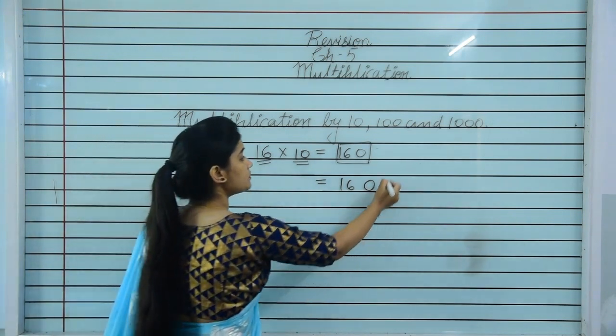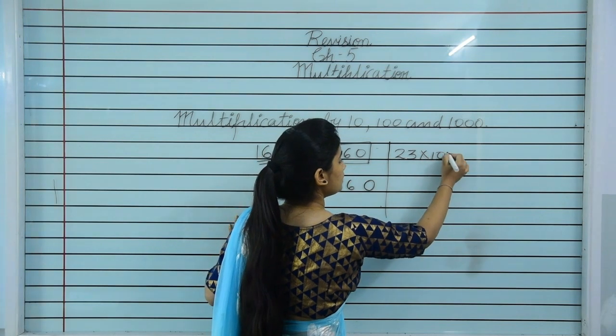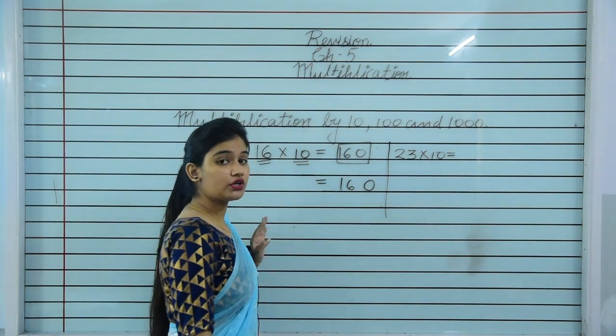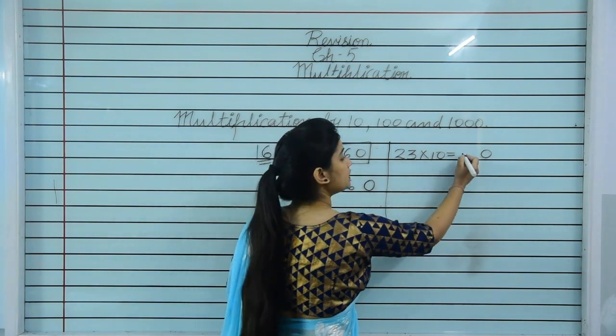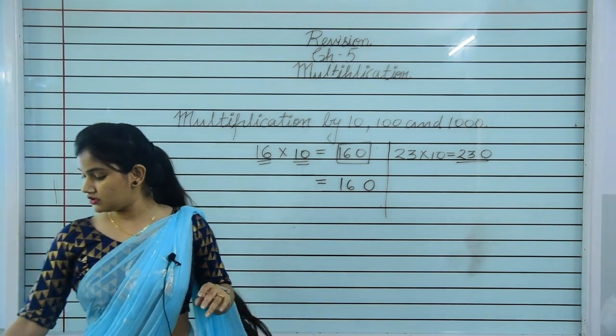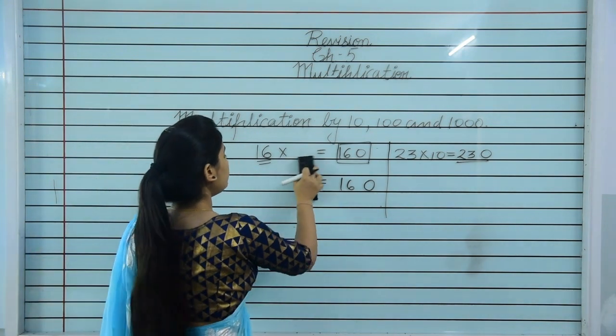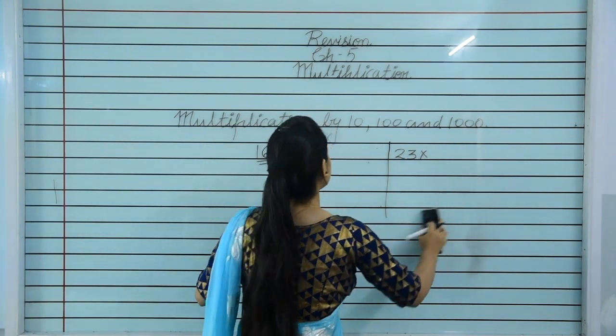Understood? Suppose I am taking another number, that is 23, and 23 multiplied by 10. So what will be the answer? As I have told you, you have to put a zero here, and then 23 will come as it is. Understood students? Now the same numbers we are taking and we are multiplying by 100 and 1000.